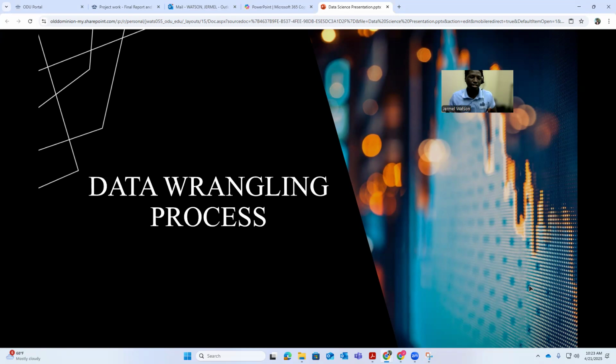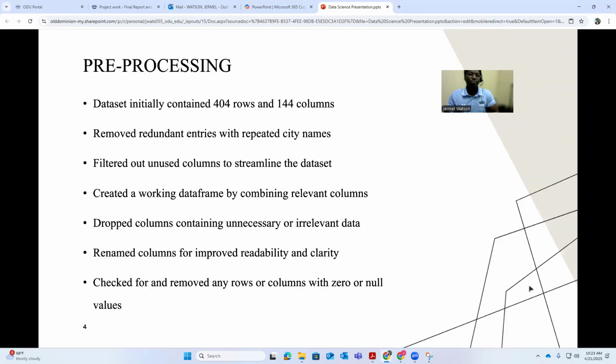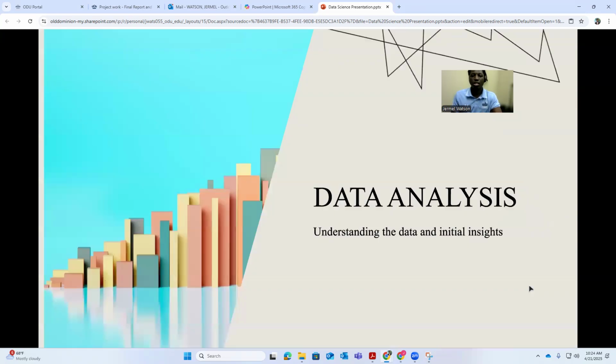The first step in this process was data wrangling. In the pre-processing, I had a data set that initially contained 404 rows and 144 columns. I removed redundant entries, filtered out columns, dropped a few columns, renamed the columns for readability, and checked for and removed null columns and zero columns. I created a working data frame by combining the relevant columns that I would need for my analysis, which is the next step in the process, where we understand the data and the initial insights.